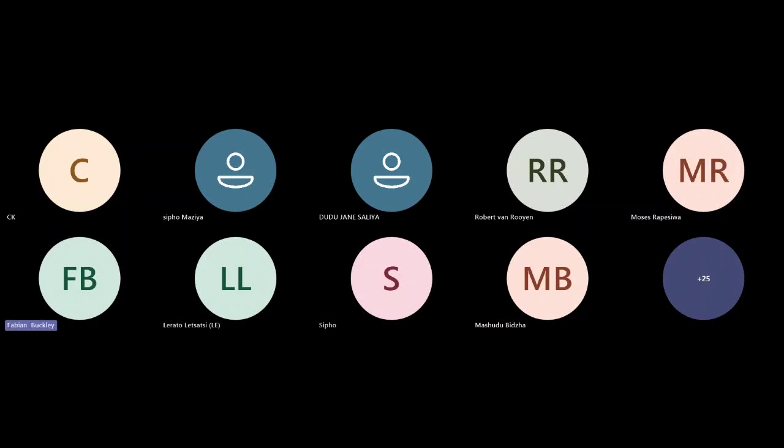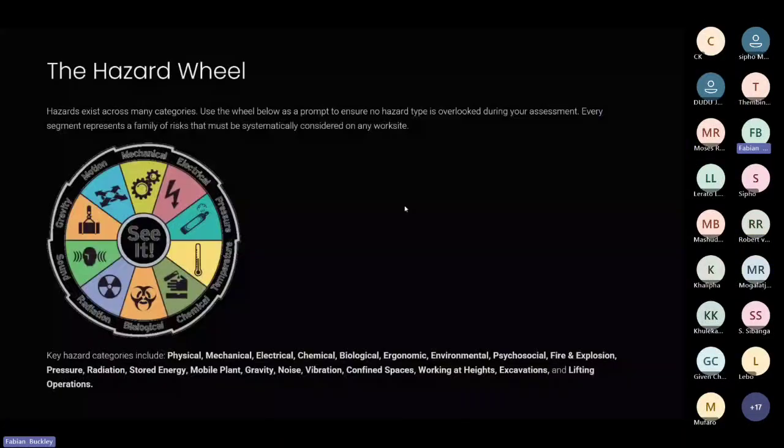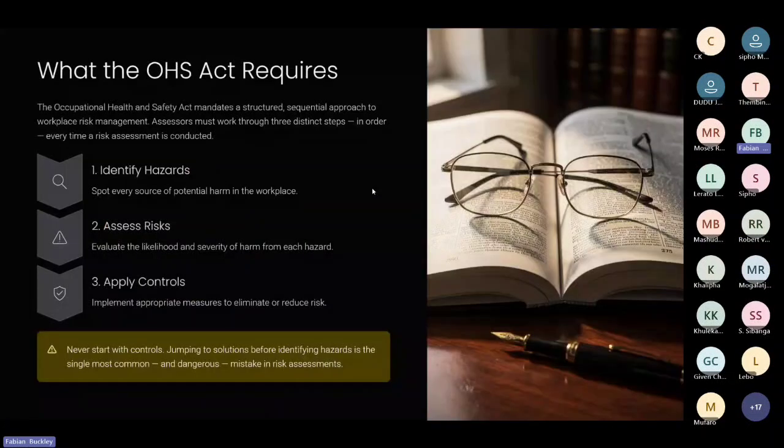Okay, sorry. I was saying, thanks, Sipo, you're 100% correct. The first and foremost aspect, or document, that we need to assist us when we are conducting a risk assessment is a method statement.